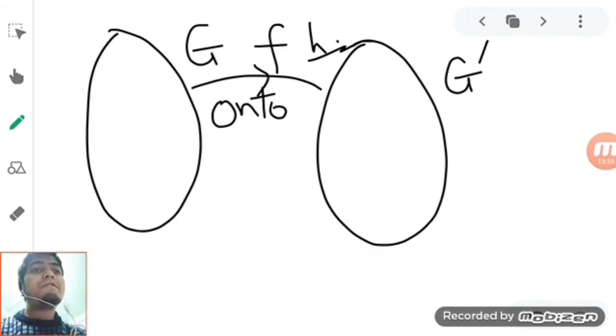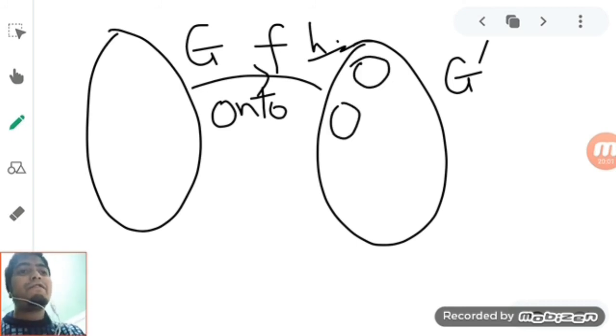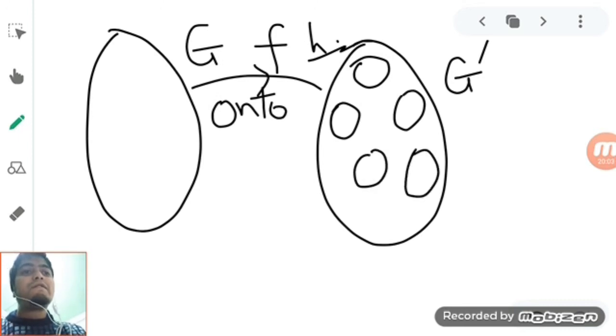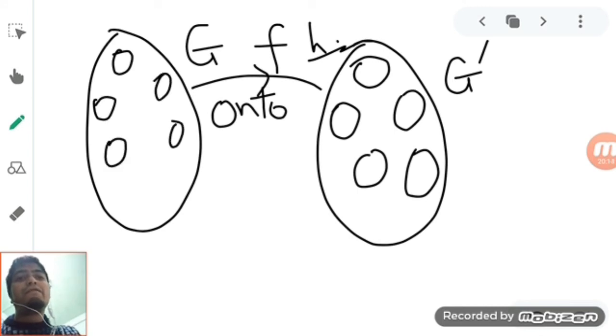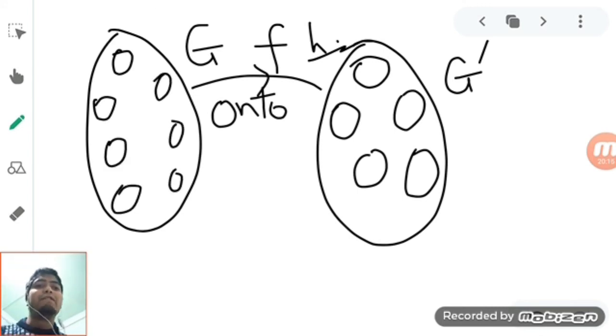You collect all subgroups of G dash. You don't know how many subgroups in G dash there are. Maybe there are 5 or 6. Maybe there are 5 subgroups of G dash. And also, G can have so many subgroups. You may have 10, 11, 12, 13, 14, whatever.